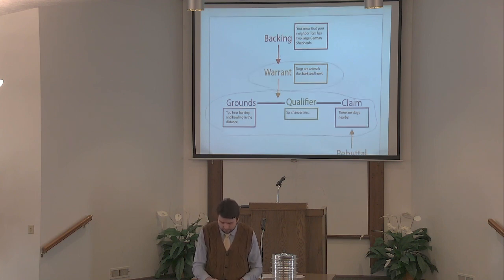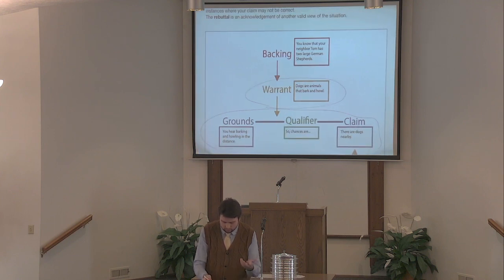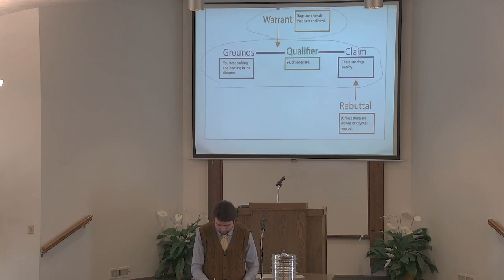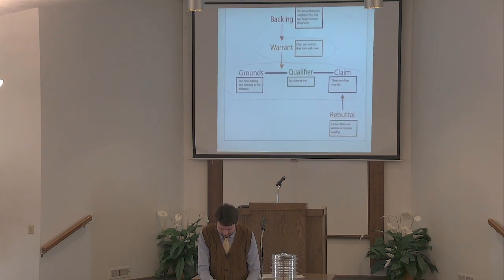Maybe an example of backing for that warrant would be you know that your neighbor Tom has two large German Shepherds and they are prone to barking. So there's some additional information that helps the warrant make sense. And finally, an example here they give for rebuttal: there are dogs nearby, rebuttal, unless there's wolves or coyotes nearby. I guess wolves or coyotes don't count as dogs in this instance, but you're conceding that maybe there's something else that's an alternate explanation. So that's kind of the general structure.